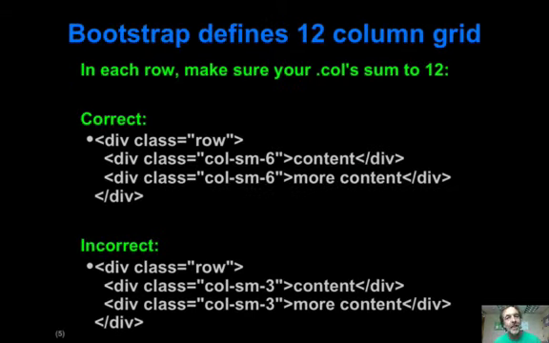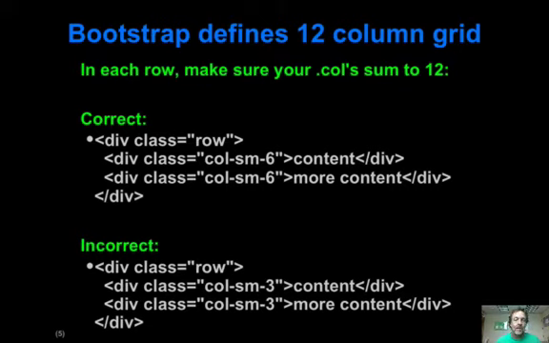The only other thing you really need to know is that Bootstrap defines a 12-column grid. It's actually a fluid grid. We'll get to that in a second. And the only thing you really need to understand about that is that when you're dividing up your content into the column areas, you've got to make sure that within a row, the numbers at the end of your column classes sum to 12.